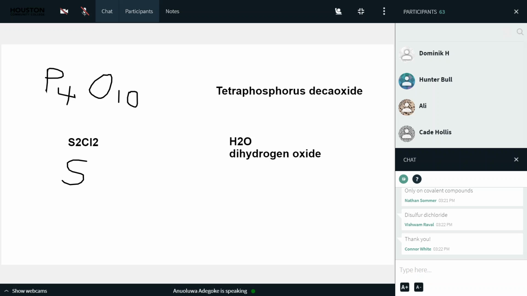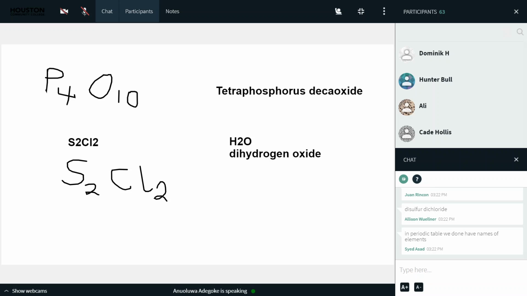All right, so this is disulfur, exactly. Disulfur dichloride. That's how we name this. If it's just SCl2, it will be sulfur dichloride. If there's just one sulfur, with no two or above, we don't need to put mono, we just call it sulfur dichloride. But if it has two, it's disulfur dichloride, just like water is dihydrogen oxide.